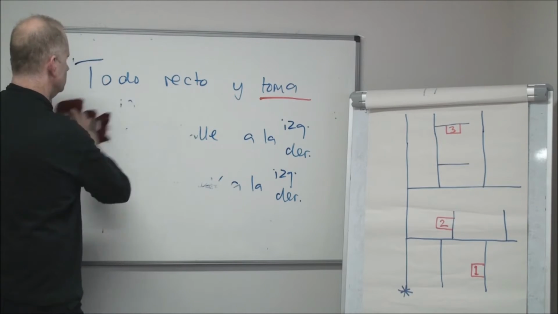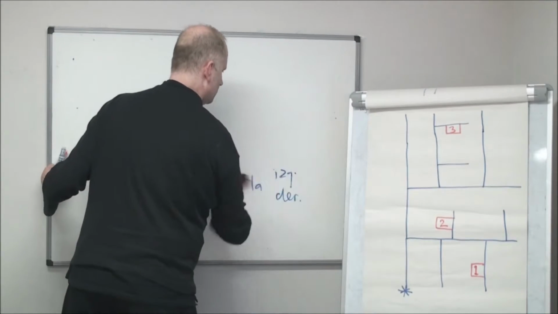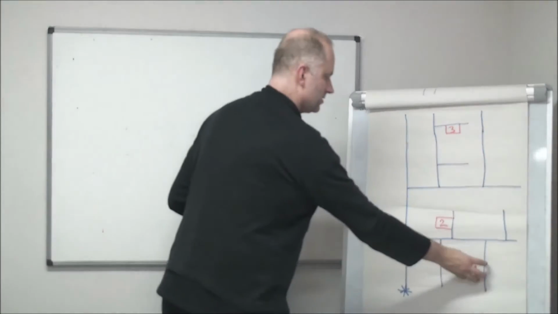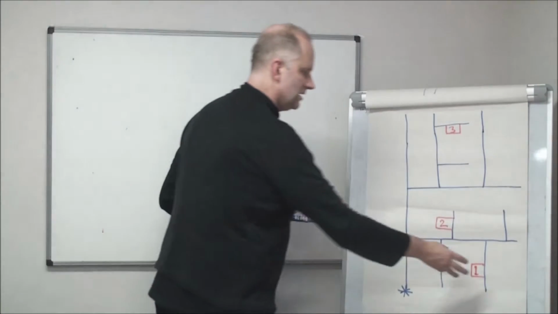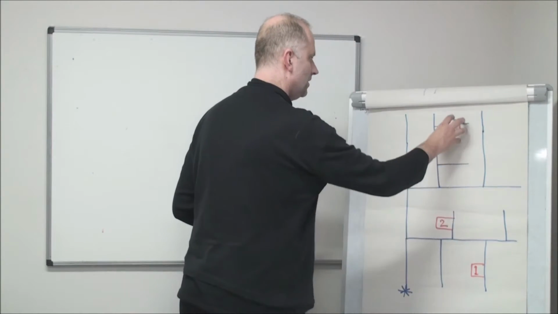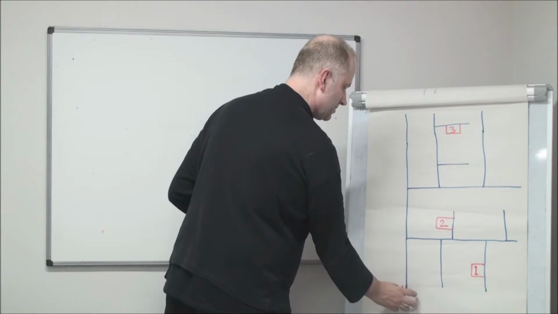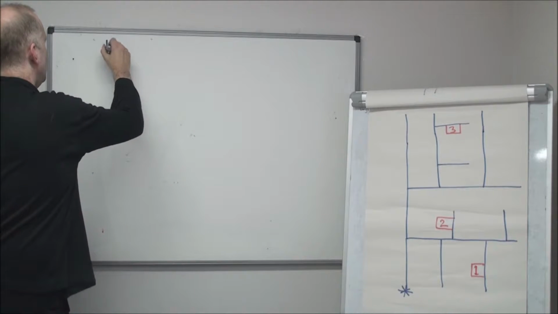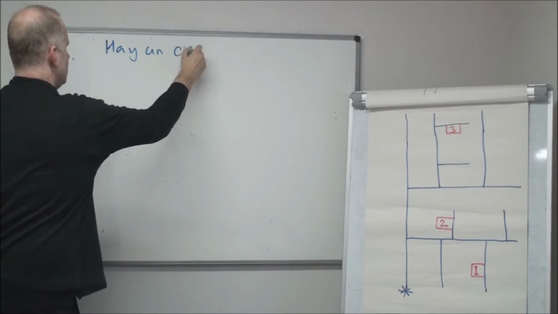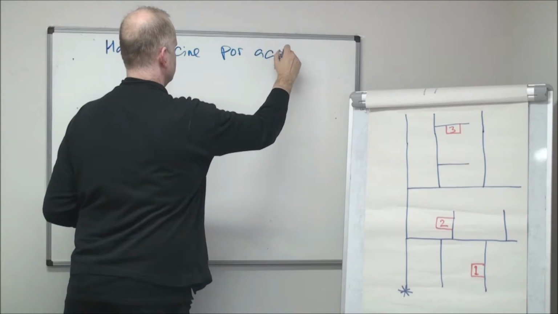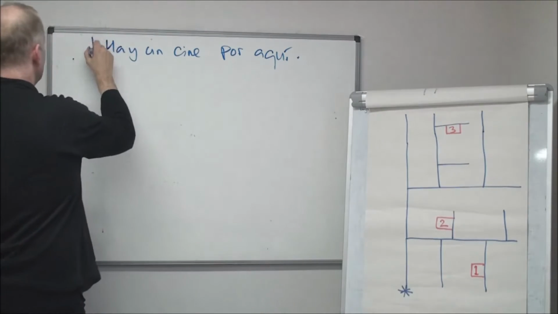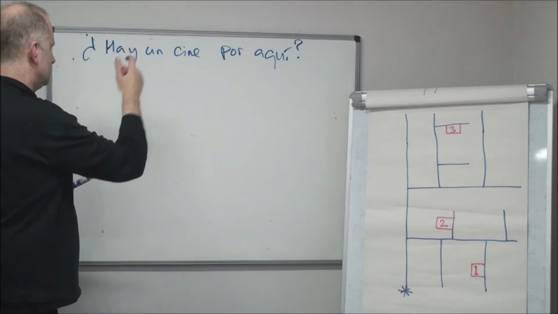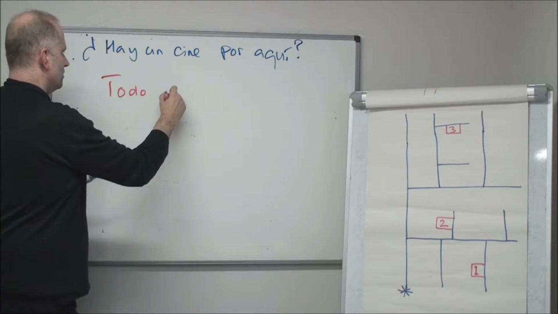So if we look at, let's say you want to find, we're just going to say where's the cinema. So in each case it's in position 1, or in position 2, or in position 3. So you're here, this is where you ask somebody, so you say, hay un cine por aquí, and then the person would say, sí, and then they indicate todo recto, straight on, todo recto.